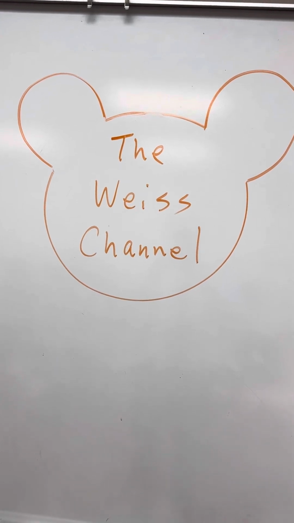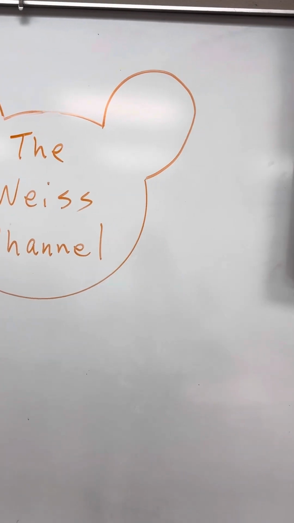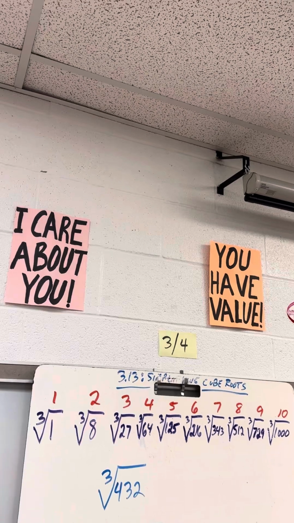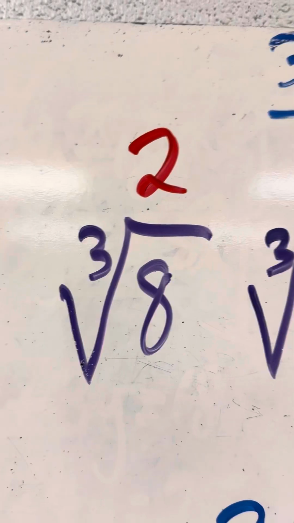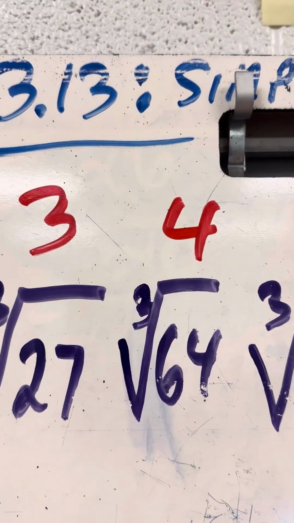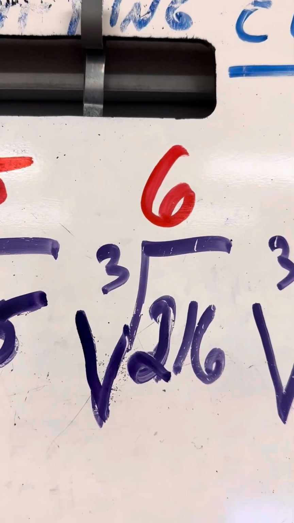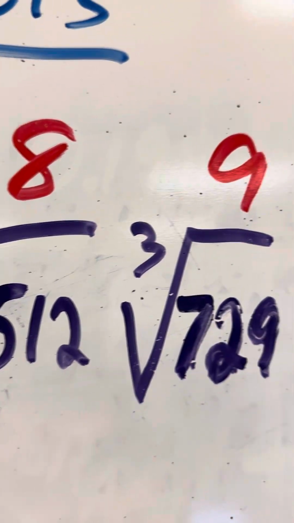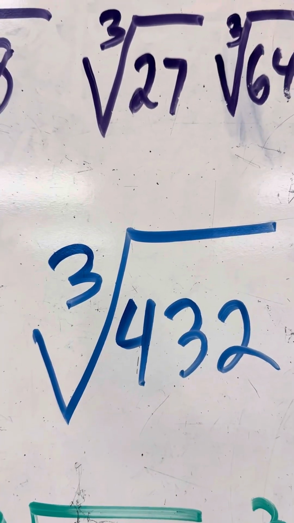All right, today we're talking about cube roots and simplifying cube roots, but this time it's going to involve some letters. So remember this chart here, right? Because the cube root of 1 is 1, cube root of 8 is 2, cube root of 27 is 3, cube root of 64 is 4, cube root of 125 is 5, cube root of 216 is 6, cube root of 343 is 7, cube root of 512 is 8, cube root of 729 is 9, and the cube root of 1000 is 10. For example, what's the cube root of 432?